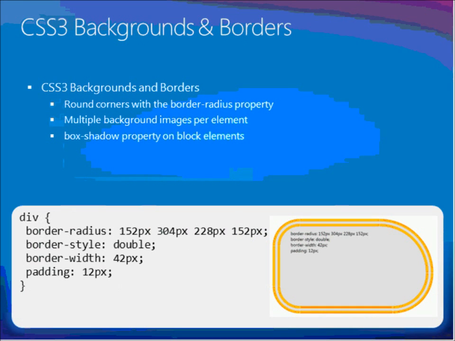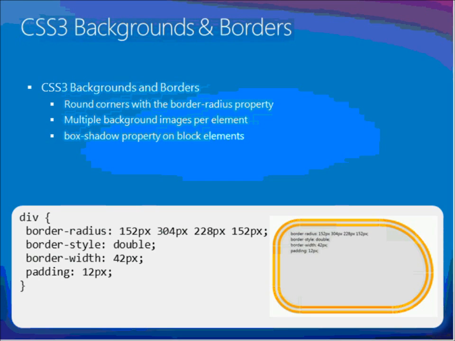The backgrounds and borders is another thing that's now in Internet Explorer 9. Like I said, I'm going to cover just a bunch of these just because of time. I won't get a chance to go through everything. But this is just giving you a good sort of taste for what we're supporting. The CSS backgrounds and borders allow you to have rounded corners, the border radius, multiple backgrounds per element, and the CSS border shadow property on block elements.